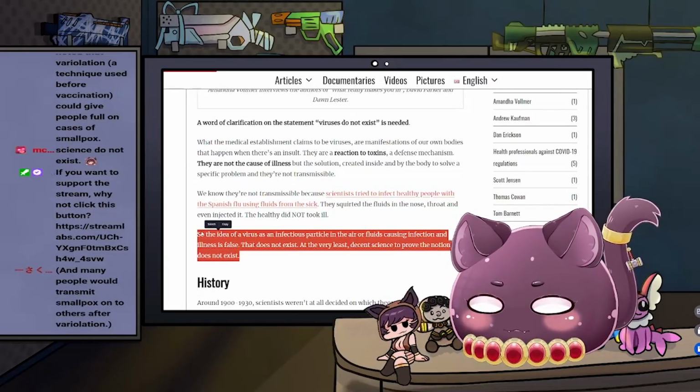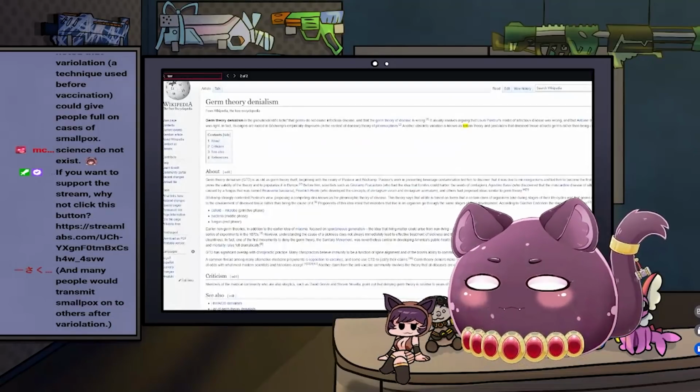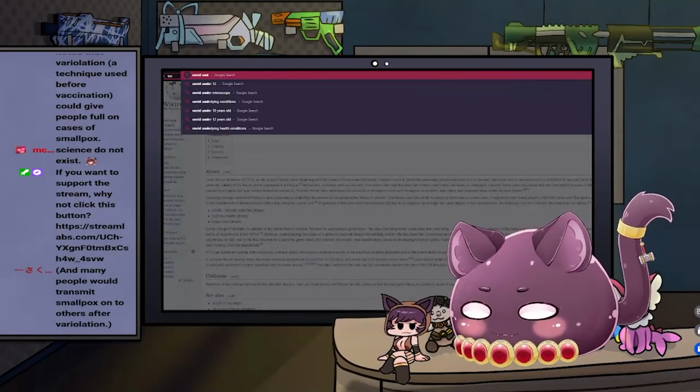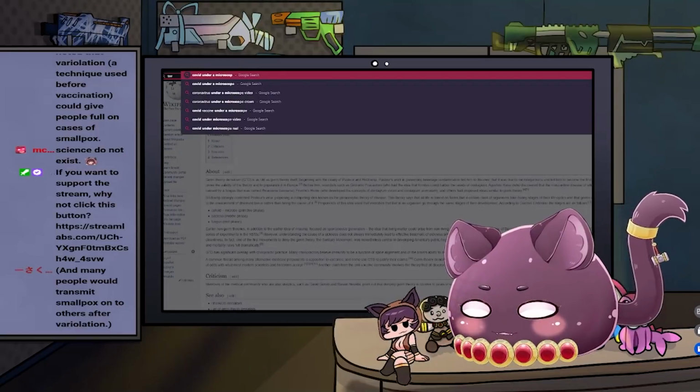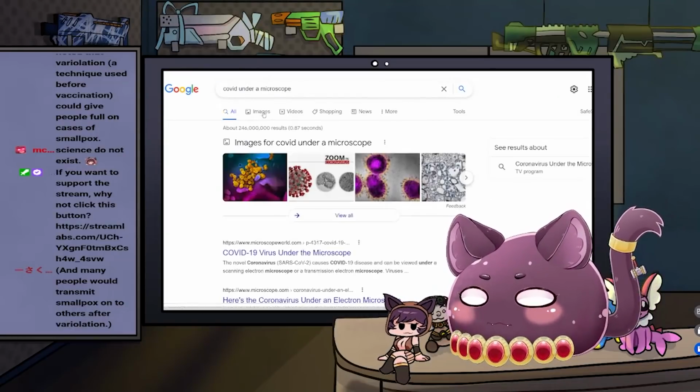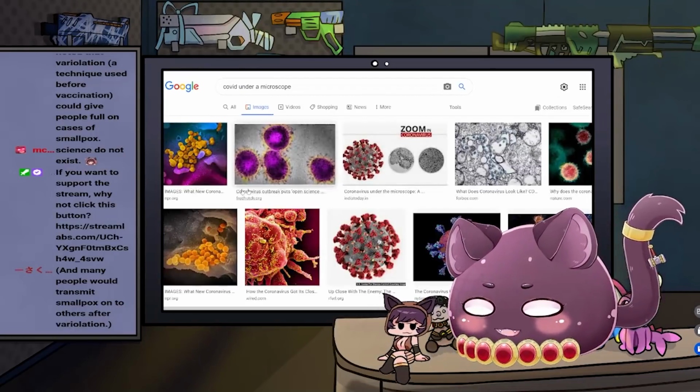Again, we literally have COVID under a microscope. Images.